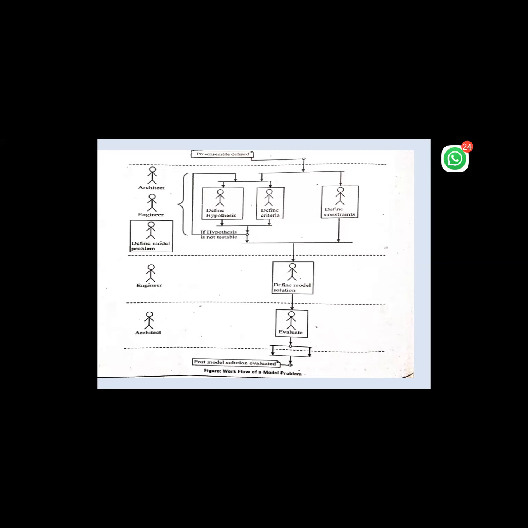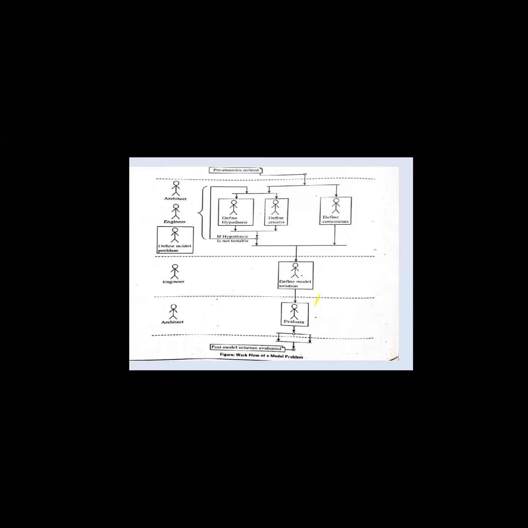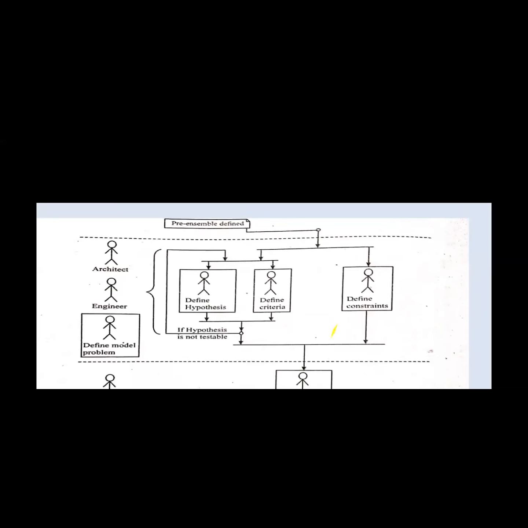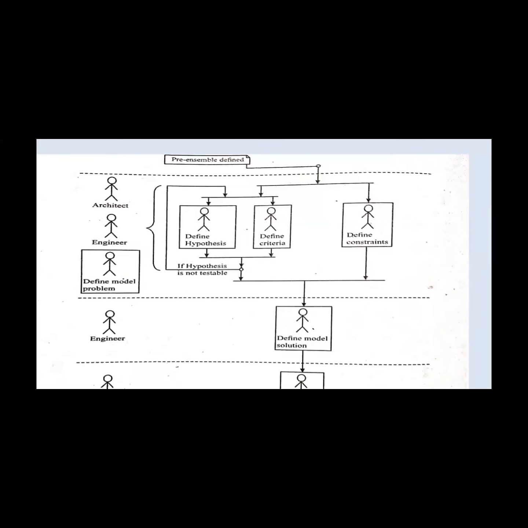So next, if you observe the steps to model a problem. Okay. So if you observe this, first the architect and engineers are able to define the problem. So define hypothesis, define criteria, and define constraints. These are related to the requirement analysis. At the same time, goals also.